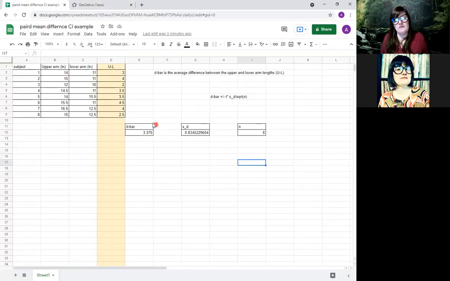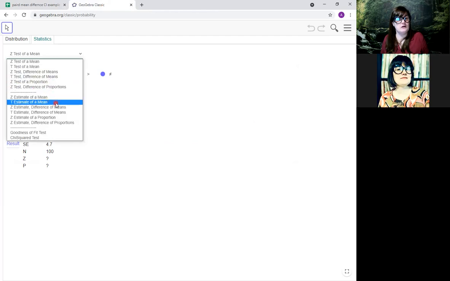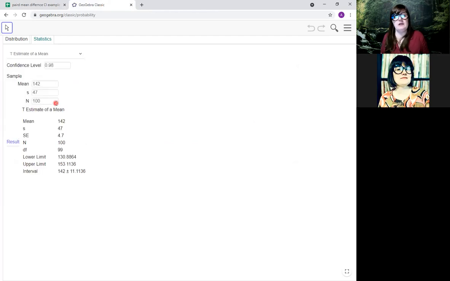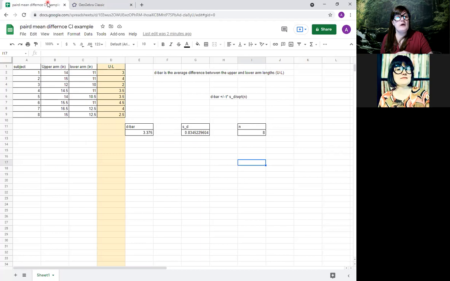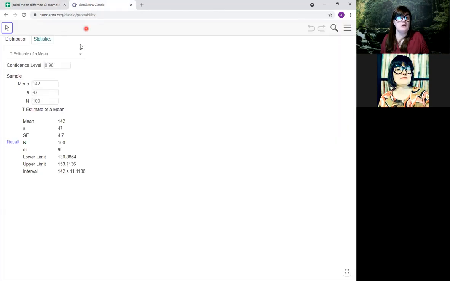Now look at what we have. I have a single mean. I know I had to do fancy footwork to get here, but I have a single mean and a single standard deviation and a single sample size. So what I need to be clicking on is the T estimate of a mean. Once you have done this work, you are back to essentially a single mean, and it works exactly like a single mean does. So you're just going to use a single mean.